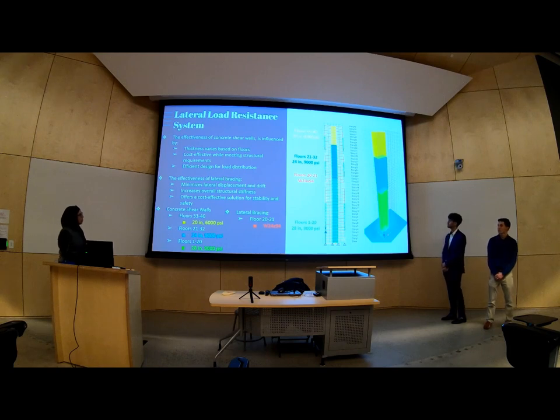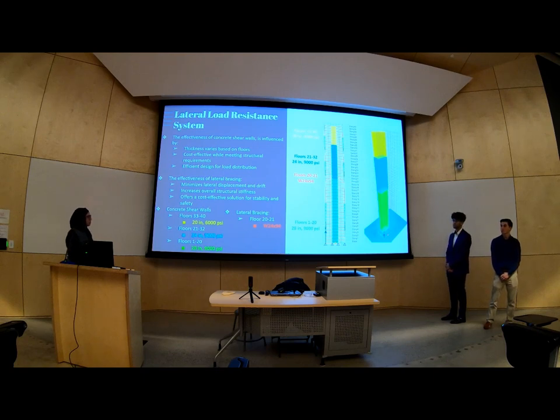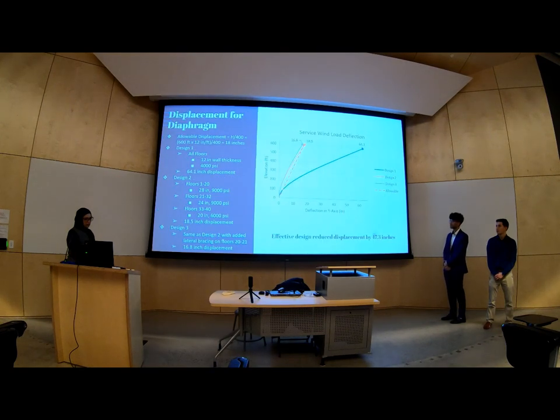For floors 21 through 32, it's a 24-inch wall with a strength of 9,000 psi. And for floors 33 through 40, it's a 20-inch wall and a strength of 6,000 psi, as well as lateral bracing on floors 20 to 21, and that size is W24 by 94. We did make the thickest walls with the highest strength on the bottom because it will have higher loads.